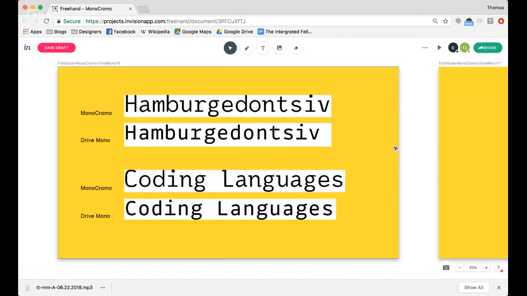Basically, if I had to choose between these two for coding, I would pick MonoCromo just because the explicitness of its forms makes it more effective for that. But if I'm using a monospace font for the aesthetic of it and some non-coding purpose, I think Drive Mono would be a more reasonable choice at this juncture.